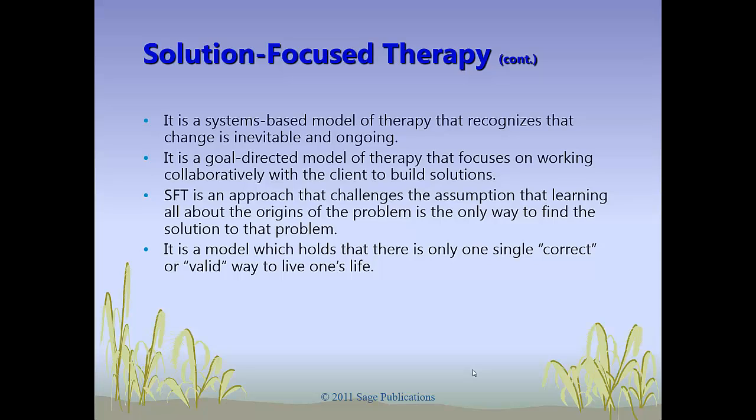And I know this is not right. This slide says it's a model which holds that there is only one single correct or valid way to live one's life, and that's not correct. I need to fix that slide, but it is a model that holds that there is not only one single correct or valid way to live one's life.